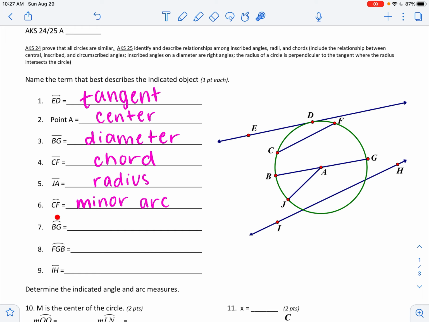Next is arc BG. So here's B, here's G, and here's the arc between them. If you notice, both arcs going either direction look to be about the same. And that's true. They are actually the same. Remember, we had classified line segment BG as our diameter. So a diameter cuts the circle in half. So both of these arcs are the same because they're half of the circle, and we call that a semicircle.